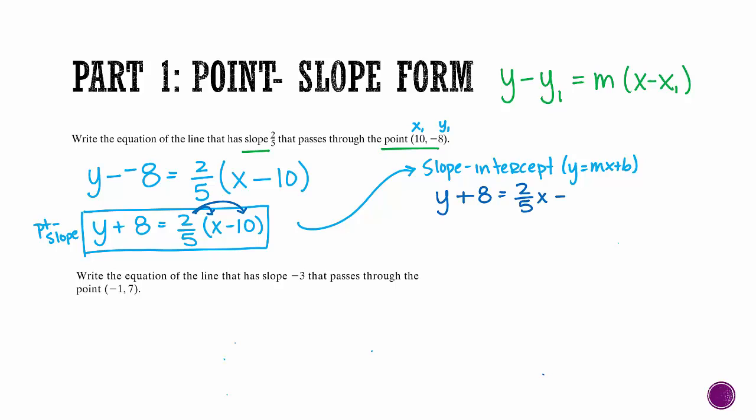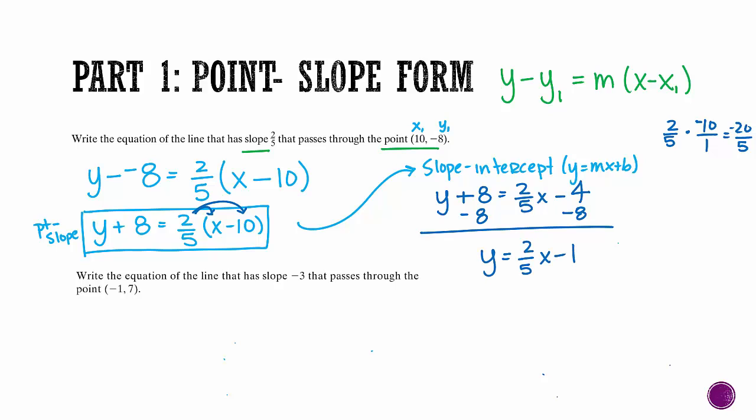And then this one's a little easier. If I do 2/5 times a negative 10, I end up with negative 20 on the top, divided by 5 on the bottom, which just gives me a negative 4. And then all I have to do to get y alone is subtract 8. So I get y equals 2/5 x minus 12. And just like before, if I graph this one here or the one over here in the light blue box, they're going to be exactly the same line. They're just written in different forms.